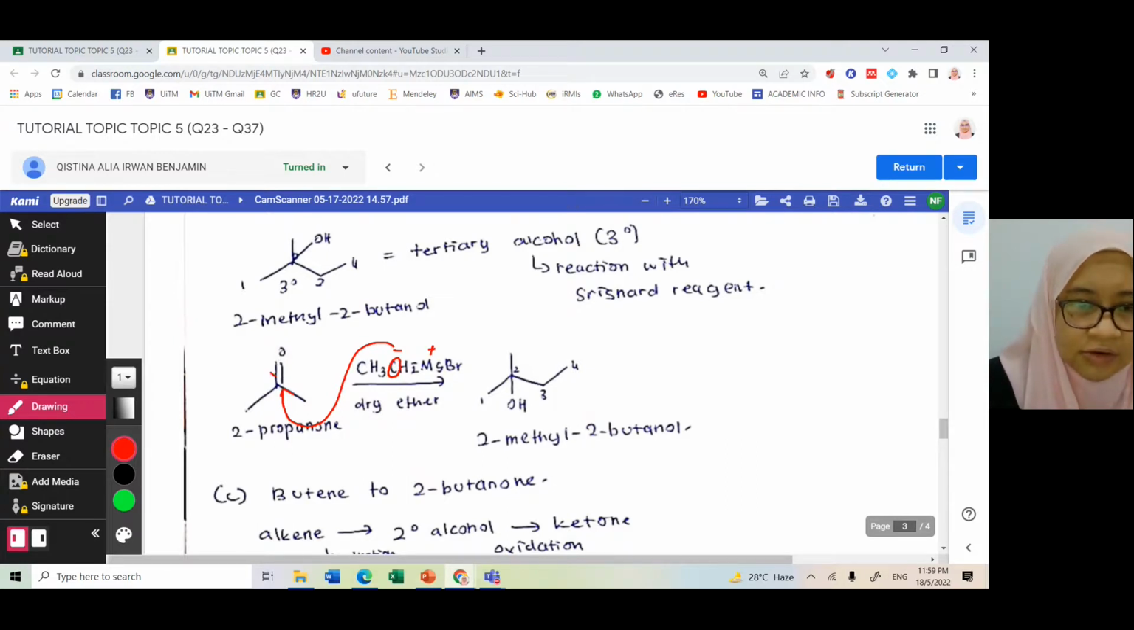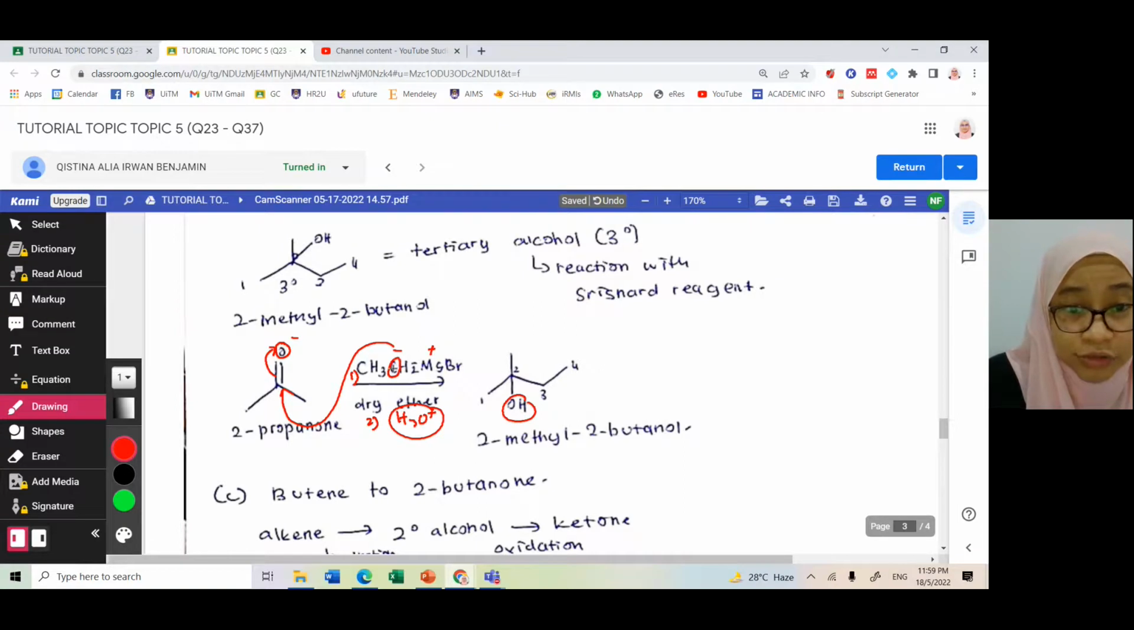Later on this will form O minus, and O minus will then attack the H3O plus. So you have to have dry ether, and then you have to have H3O plus. This will be step 1, this will be step 2. This O later on will attack the hydrogen from H3O plus, and it will become OH.